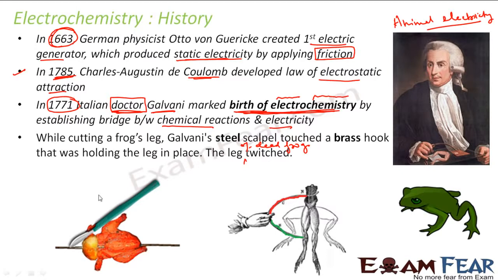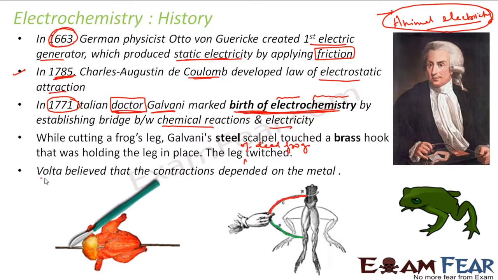Let me explain once again. When he was eating this dead frog, and this was a brass hook and a steel scalpel he was trying to cut with, the leg twisted. He performed the experiment again in the lab with two different metals and saw that the leg twisted, and nobody knew why. So he coined the term animal electricity, in fact a different branch of chemistry altogether, where you talk about the electricity in animals, right? So he thought that is the reason why the leg is getting twisted.